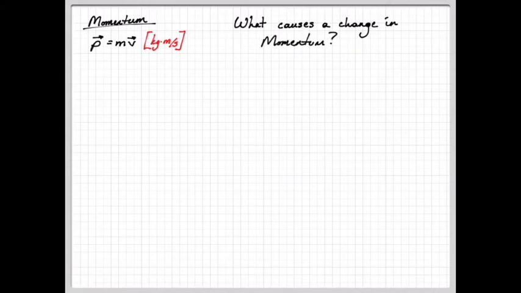Now, it should be kind of obvious, but if something's moving with a speed and it has mass and I want to change that speed, what should I do? Well, it's easy. I need to apply a force. A force is what changes the momentum of an object. So let's go through a small example and see how that works.